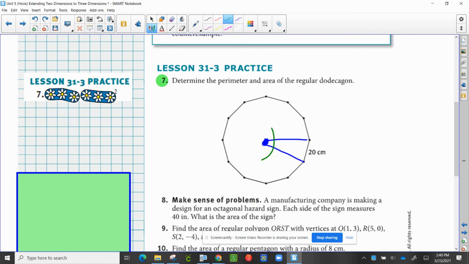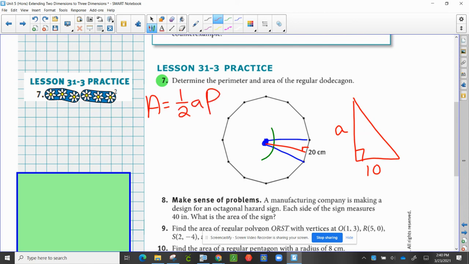So figure out your central angle, so that way when you drop your apothem, you can cut it in half. And then use a little side right triangle to find your apothem. And this would be 10, right? To find your apothem, and then use the formula 1/2 your apothem times your perimeter. So go ahead and try 7 and see what you get. So first start by finding the perimeter, that might help, and then you can find the area. Okay, if you did everything right, you should have got that the perimeter was 240.